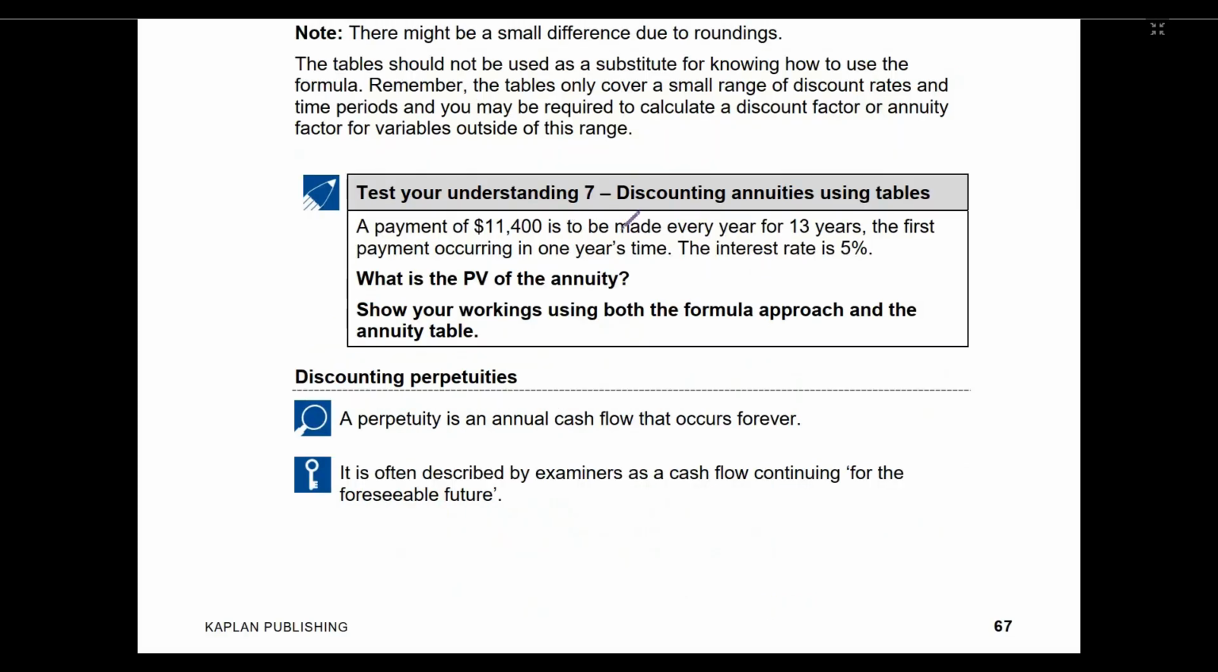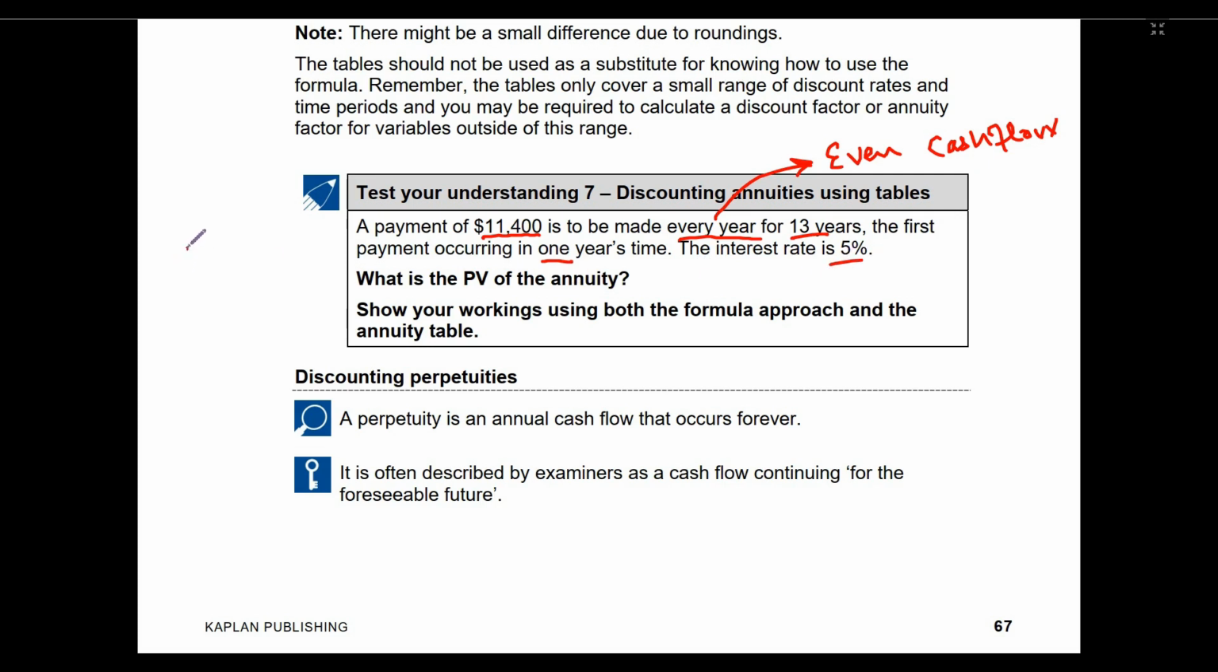Okay, so here we have an example. A payment of this amount is to be made every year. So these are same cash flows, or even cash flows. That means we can use the annuity factor here for 13 years. The first payment occurring is in year 1. The interest rate is 5%.